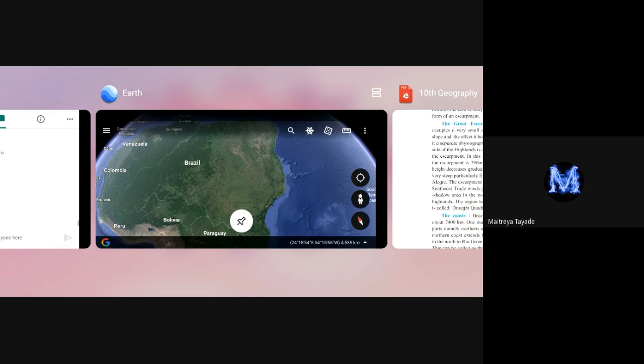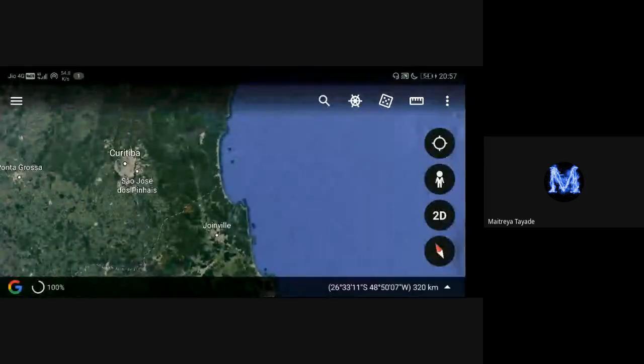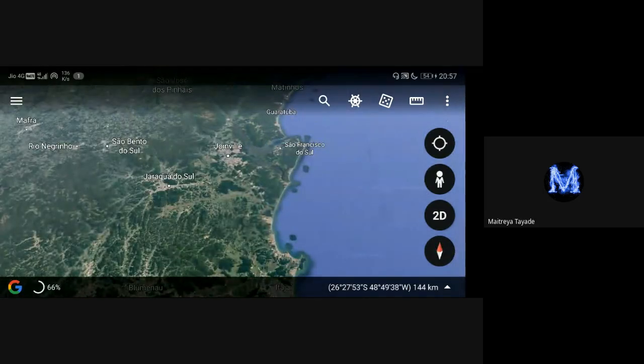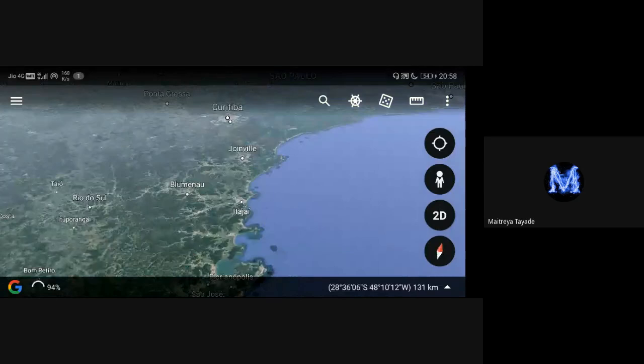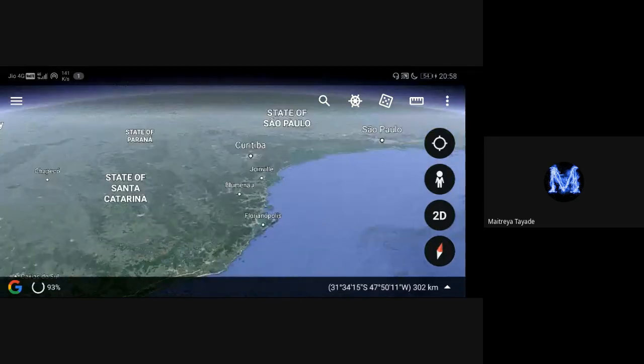So guys, escarpment is here. All this region is having the escarpment. As I have told you, Sao Paulo, where is the Sao Paulo? Here is the Sao Paulo.